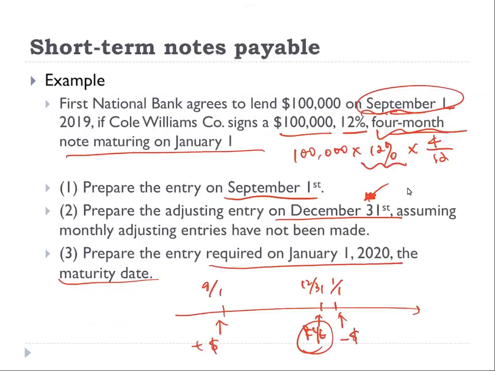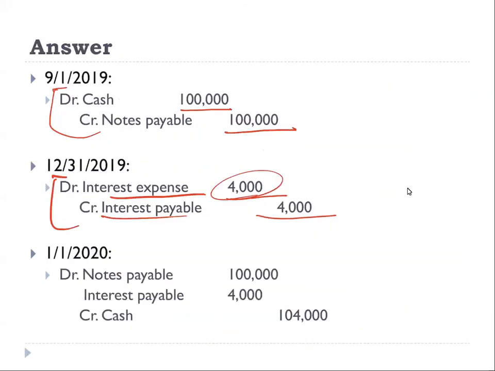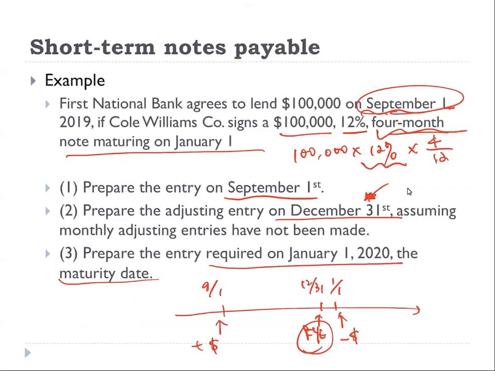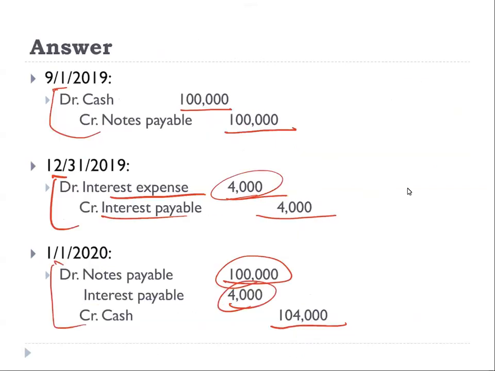And then at the beginning of next year, when the firm repays this note, together with the interest, they actually pay 104,000. 100,000 is the principal of this note. 4,000 is the interest that's going to be paid in cash. So those are the general entries with regard to short-term notes payable.